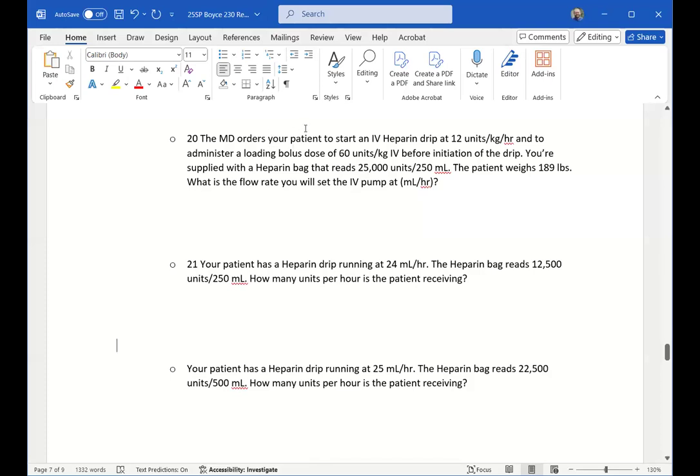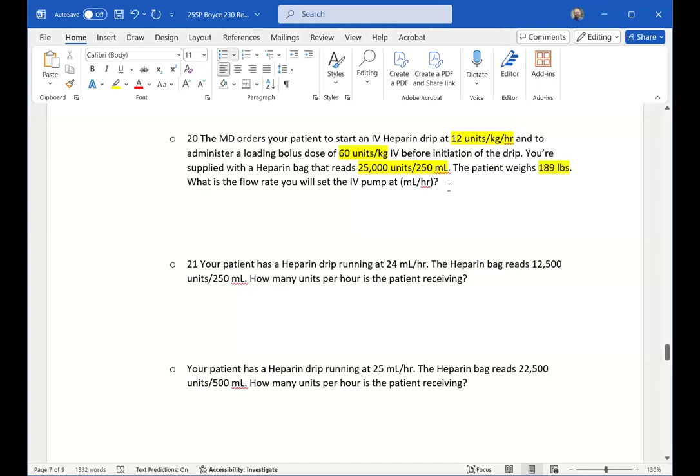So this says that the MD orders your patient to start an IV drip at 12 units per kilogram per hour. So I'm just going to highlight the orders. Notice that this is not the standard heparin protocol. This is some other protocol that they're following, to administer a loading bolus of 60 units per kilogram. So they're telling you some different things than what was in the standard heparin protocol. You're supplied with a heparin bag that reads 25,000 units, 250 mL. So that's your available. Patient weighs 189 pounds.